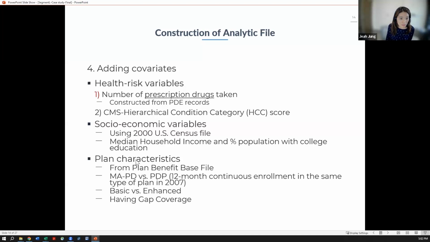And then from the plan characteristics file, we use only the benefit base file. Here the MAPD versus the PDP, using org type or plan type variables. And we require 12-month continuous enrollment in those plans. And then we constructed the benefit schemes in two categories, basic versus enhanced. Back then it was really important whether they have coverage for the donut hole or gap or not, so we created an indicator of having gap coverage. So these benefit information came from the plan characteristics file.